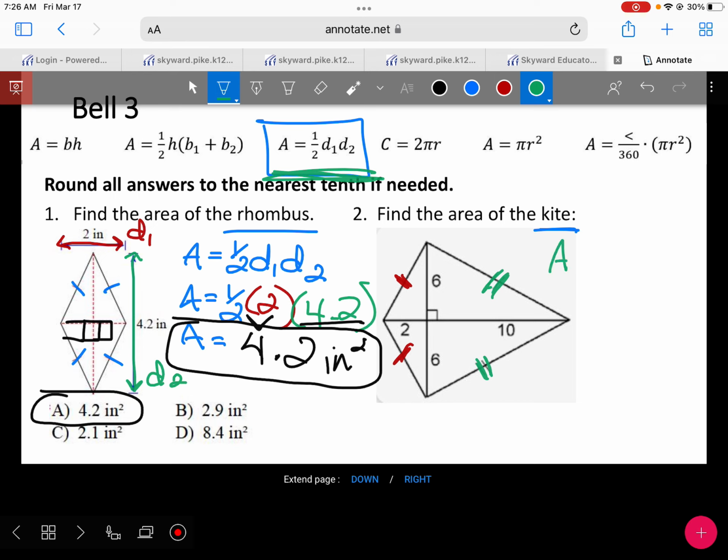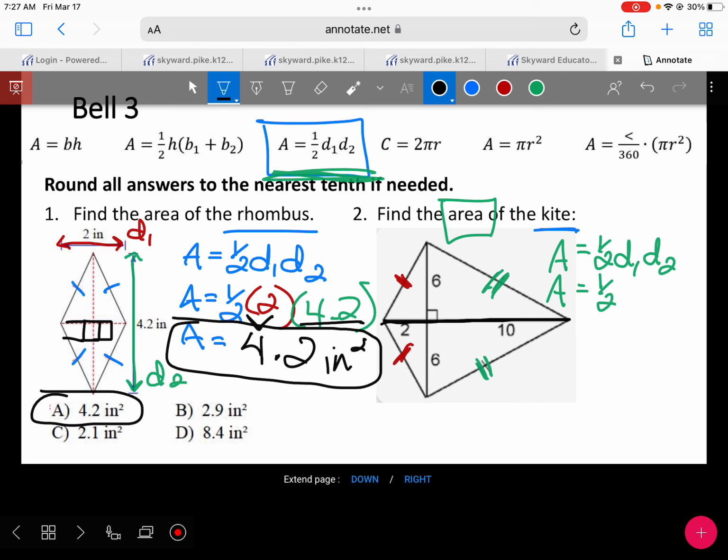So always start with the formula. Area equals 1/2 the first diagonal times the second diagonal. We are looking for area. So area equals 1/2 diagonal 1. Let's make this going horizontal diagonal 1. What is the length of that diagonal in the black there going horizontal? Is it 10?